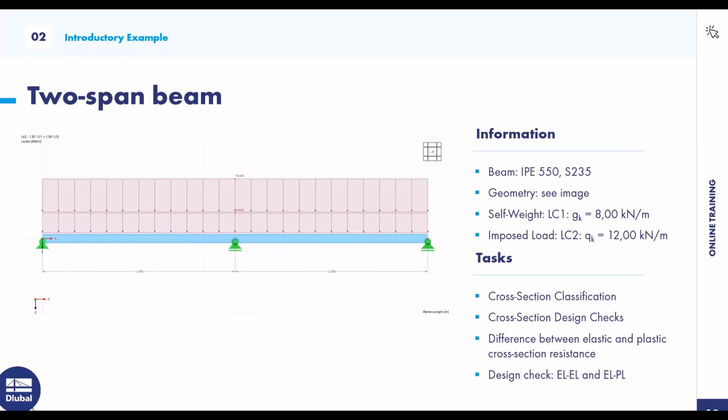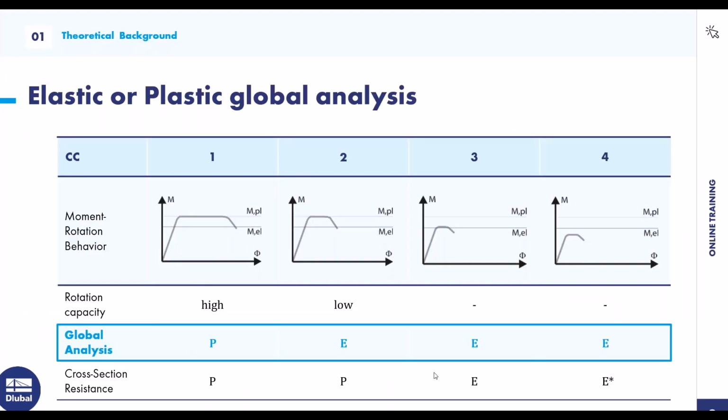So, yeah, for the cross-section classes 1 and 2, you can consider a plastic cross-section resistance. That's what we did in the first step. The program detected that the cross-section is in class 1, and that's why the program did consider the cross-section resistance plastic. But we said we would like to consider an elastic cross-section resistance.